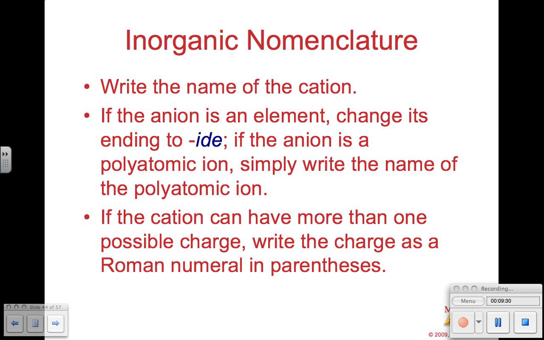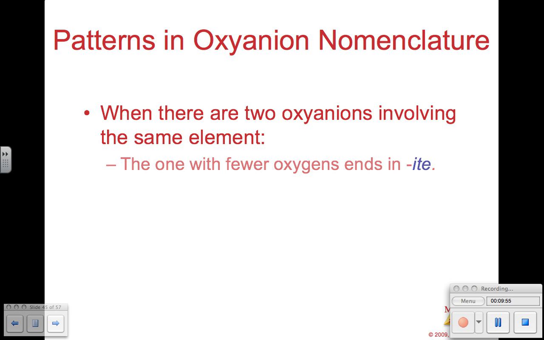And if the cation can have more than one possible charge, then you need to write the Roman numeral. So that applies when we're working with transition metals. Example being iron. Iron can either be +2 or +3. So if it was a +2 iron ion, we would want to make sure to write the Roman numeral 2 in parentheses after we wrote iron, so that it was clear which ion is present, especially in the name.